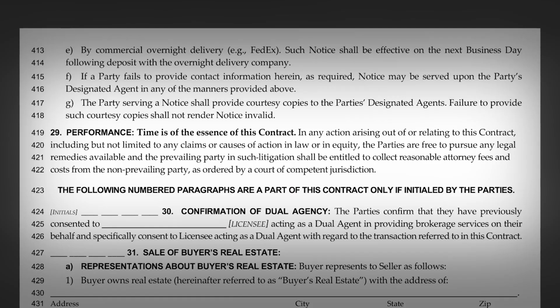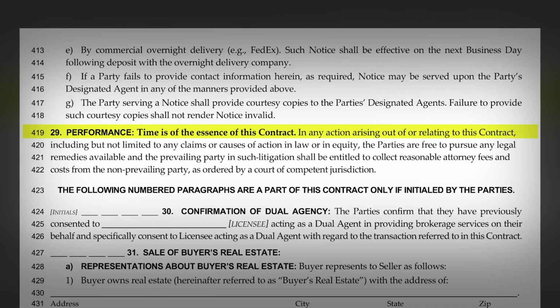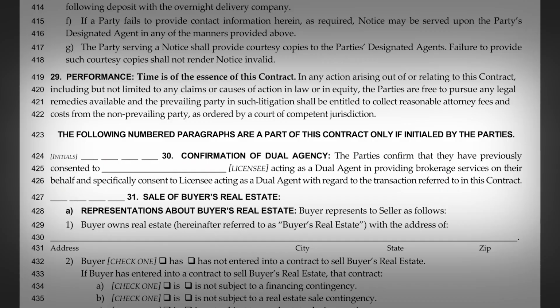On page 10, the next paragraph is performance. Performance is of the essence. Everyone should be acting in a timely manner and making sure the deadlines in the contracts are met. Remember, if someone is not acting timely and they're causing delay and those deadlines are missed because of them, they do not have the right to cancel the contract.